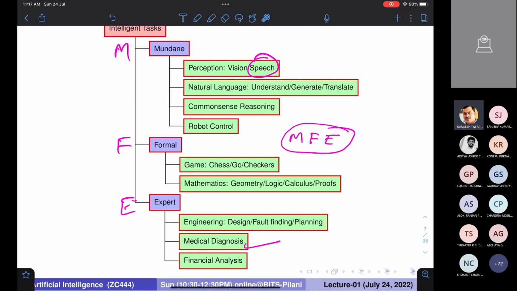Speech and these things are very difficult. And also, let me tell you that common sense reasoning is very uncommon, meaning finding common sense is not that easy. Laughing at jokes is very easy; everybody laughs at a joke. But can the computer tell that it is a joke? A very difficult task. All right.